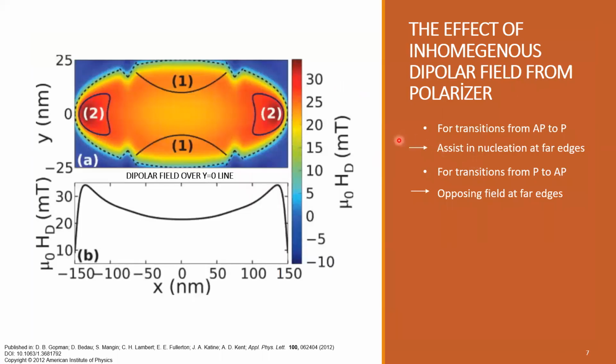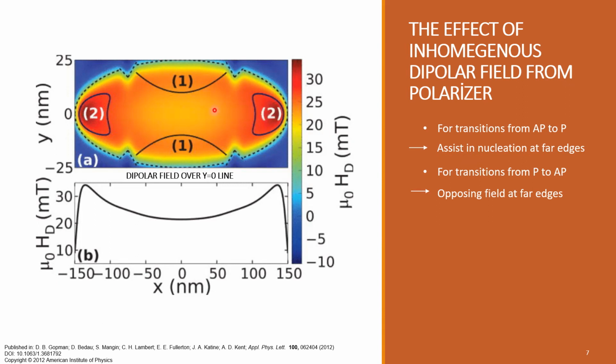To finalize the discussion, we need to look at the effect of the inhomogeneous dipolar field from the polarizer. The first thing that we can say on this graph is that the dipolar field is maximum at far edges and minimum at center edges. The inhomogeneous dipolar field from the polarizer assists nucleation at far edges for transitions from AP to P. However, for transitions from P to AP, the large field at far edges works as an opposing field and increases the energy barrier at far edges. Therefore, the magnetization reversal takes place at center edges.